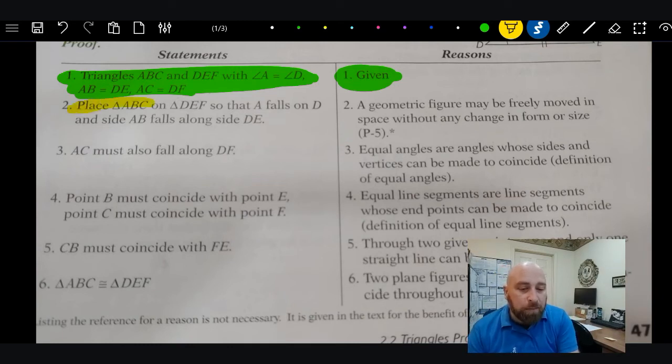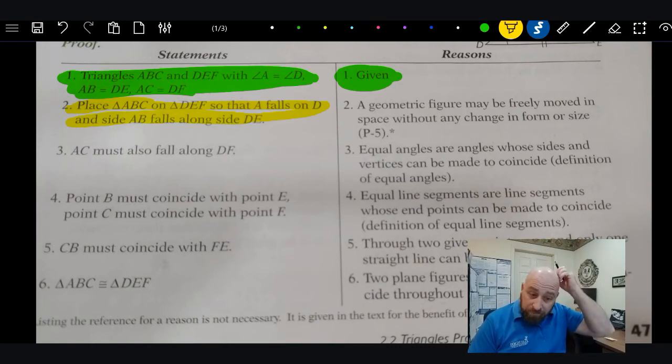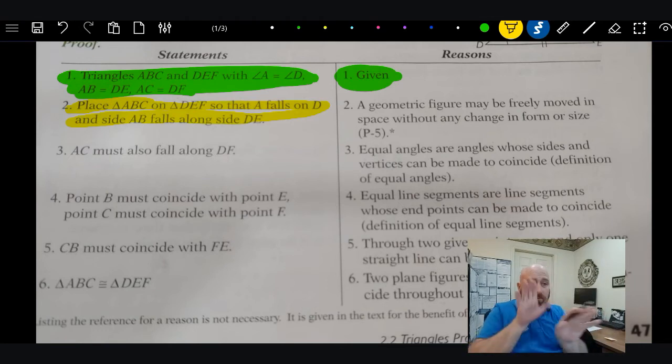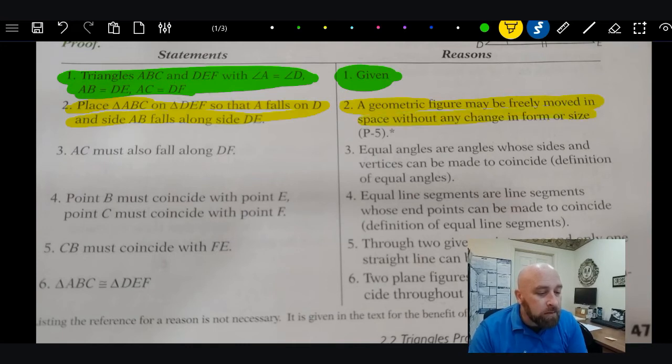So he said, if I place triangle ABC on top of triangle DEF, so that A falls on D, and that side AB falls alongside DE. He said, that way I can just move it. Now, here's what we're going to be doing. You have to come up with the reason for that. And Postulate 5 tells us that a geometric figure can be freely moved in space without any change in form or size.